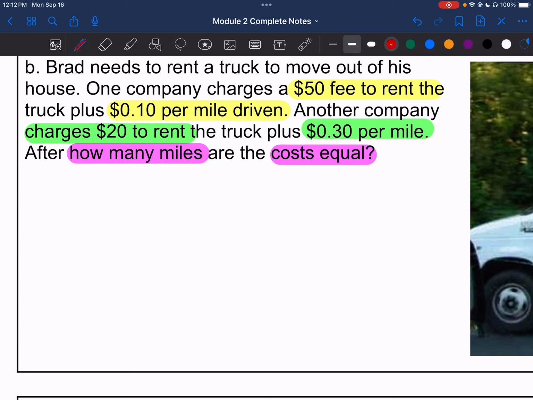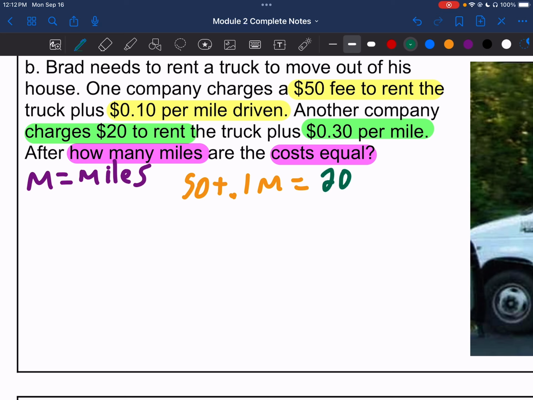So we're going to define our variable m equals miles. You could use x, you could use whatever variable you want. So the left side of my equation, we have a $50 fee plus 10 cents per mile. So that's going to be 50 plus 0.1 times m, the number of miles. And that's going to be equal to, the second company is $20 plus 0.3 per mile.